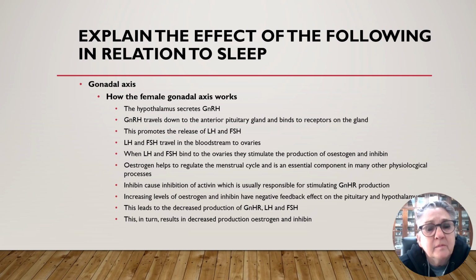Estrogen helps to regulate the menstrual cycle and is an essential component of many other physiological processes. The inhibin causes inhibition of activities usually responsible for stimulating the gonadal hormone production. Increasing levels of estrogen and inhibin have a negative feedback effect on the pituitary and hypothalamus. This leads to the decreased production of gonadal hormones LH and FSH. This in turn results in decreased production of estrogen and inhibin.